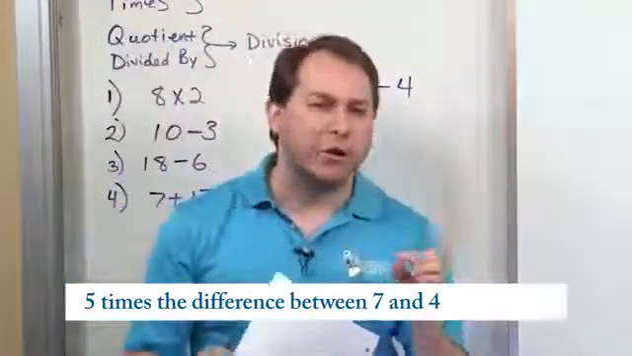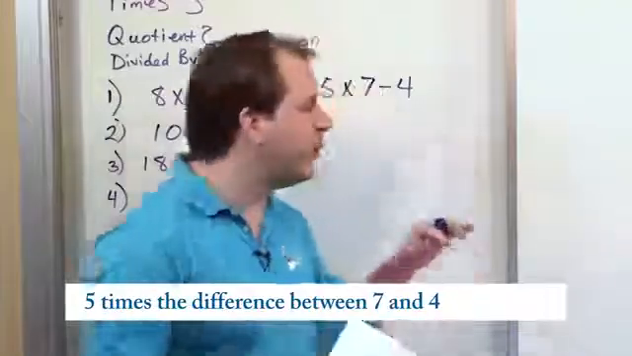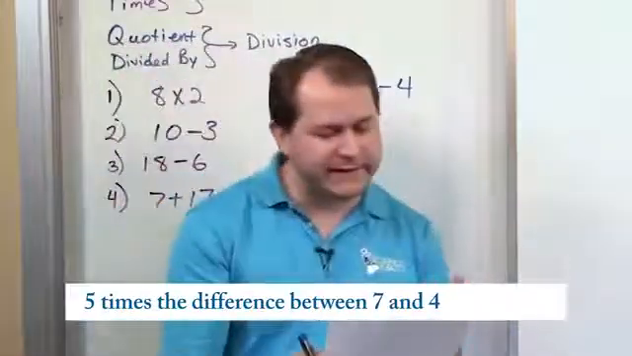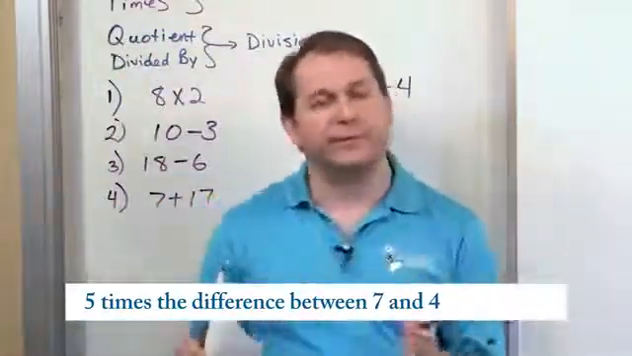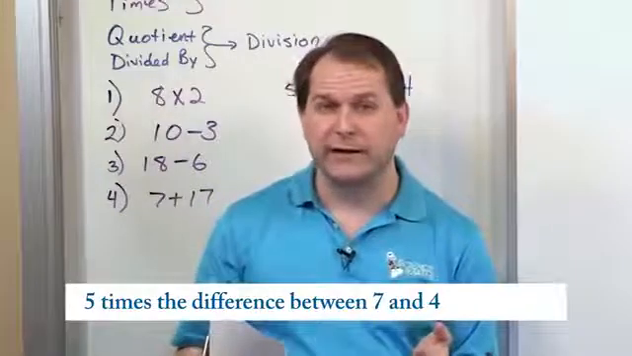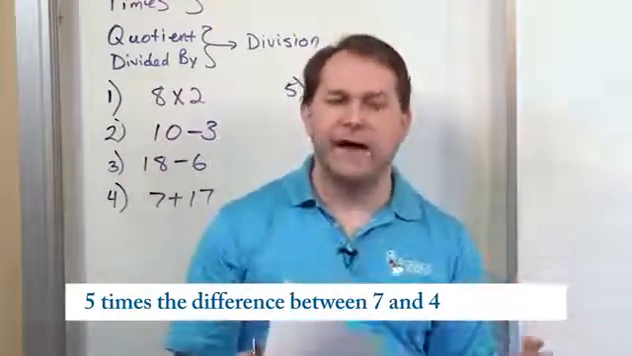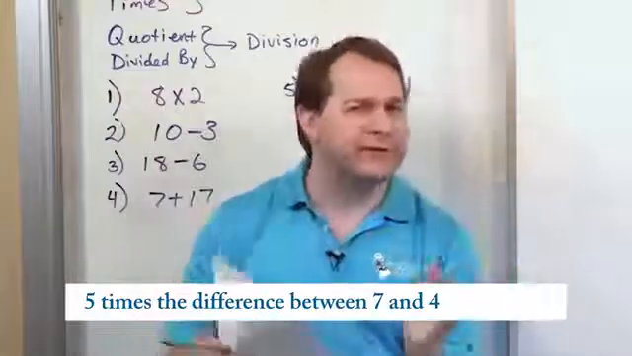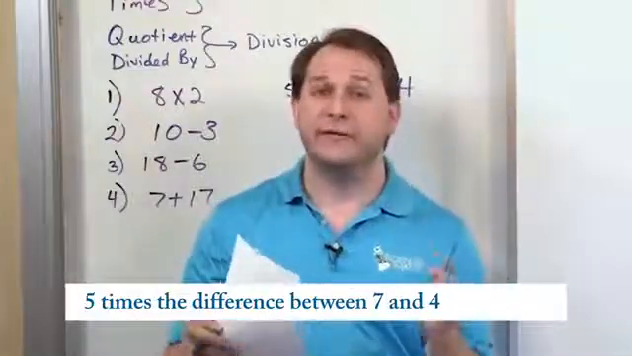But that's actually not totally correct, because if you think about it, the order of operations, well, the problem is saying that first we're taking the difference between 7 and 4, all right? And then we're multiplying that by 5 because it's 5 times whatever the difference is. So we have to find the difference first.